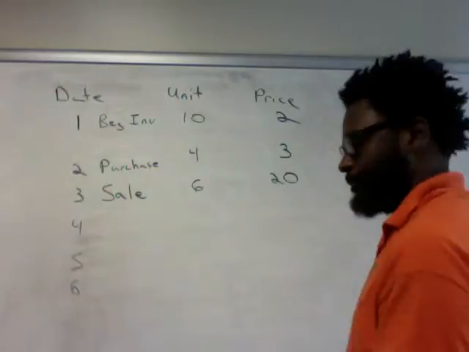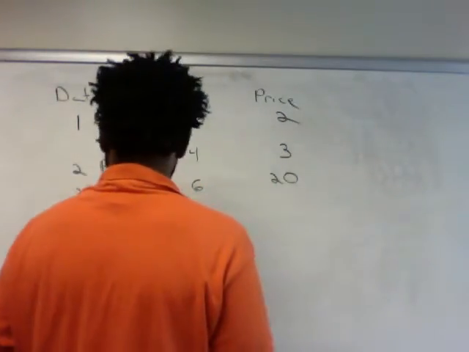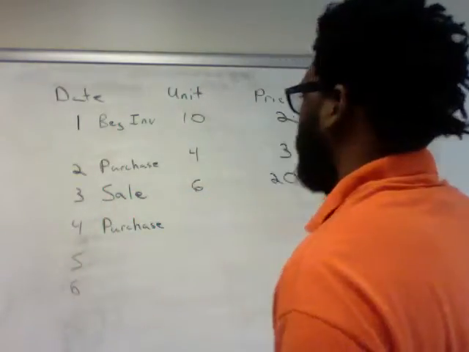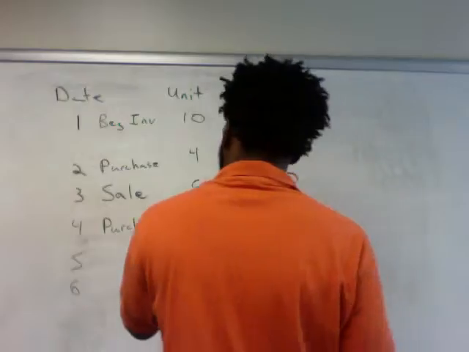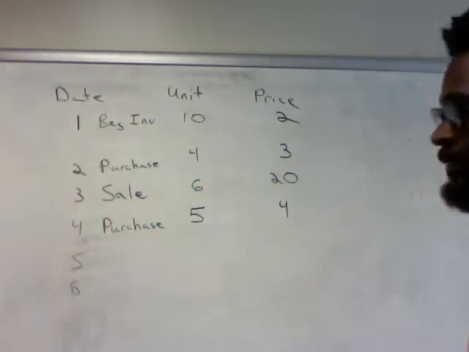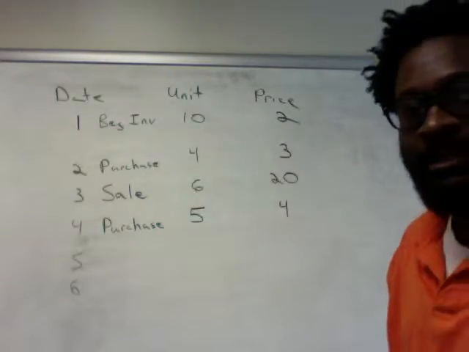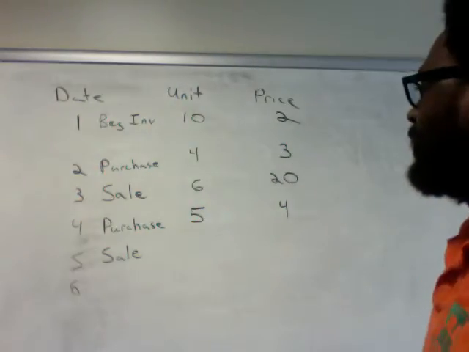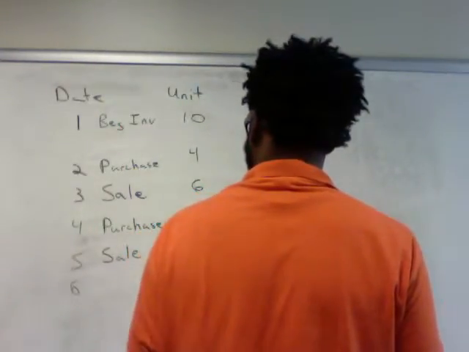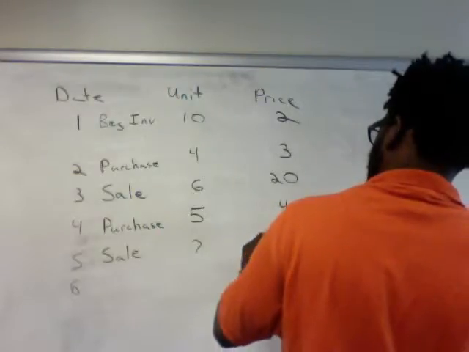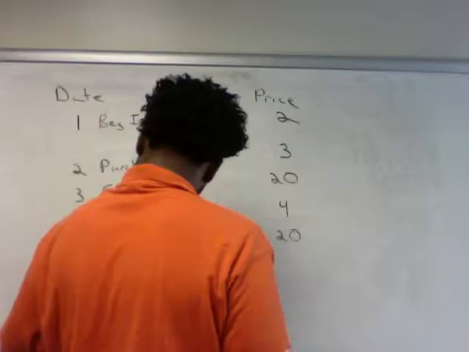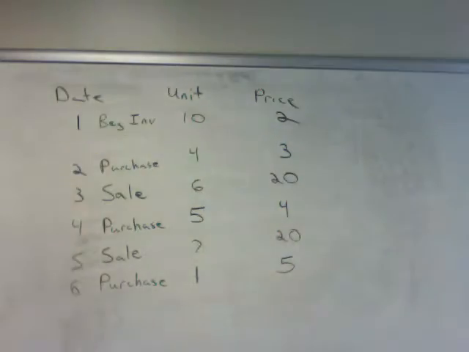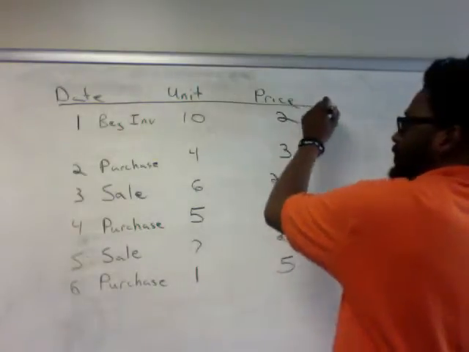Okay? Let's assume that we made another purchase of 5 units at $4. Let's assume that we made a sale of 7 units at $20. And let's assume we made a purchase of 1 unit at $5. Okay? So this is the list, pretty much followed by a date, unit, and price, and I'll repeat it.